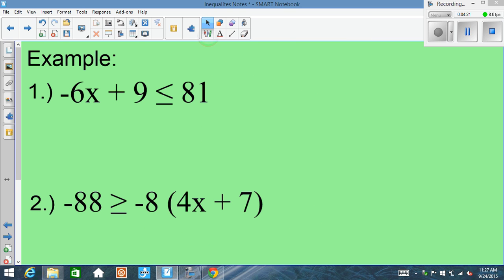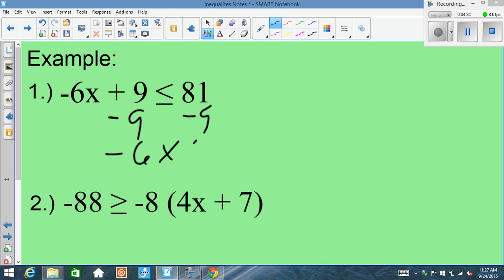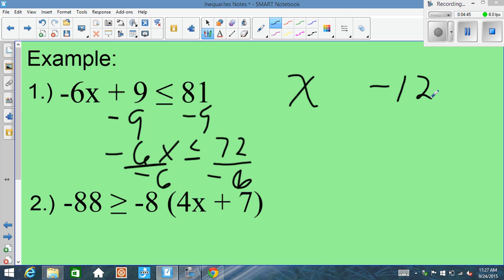Example problems. So here's some examples. If we have negative 6x plus 9 is less than or equal to 81, we would still solve it just like we normally do. We'd subtract 9, get negative 6x is less than or equal to 72, divided by negative 6, divided by negative 6. We would get x, and we get negative 12, but this time we flip the inequality.